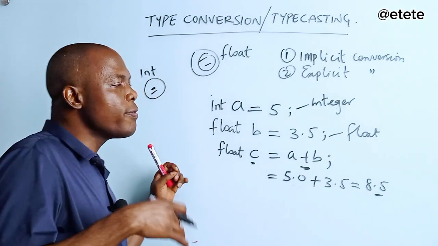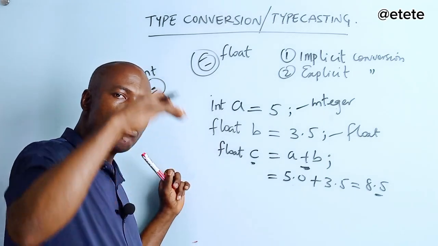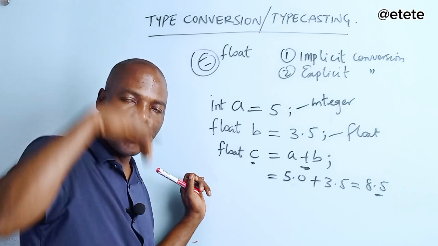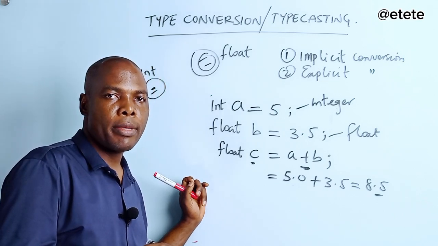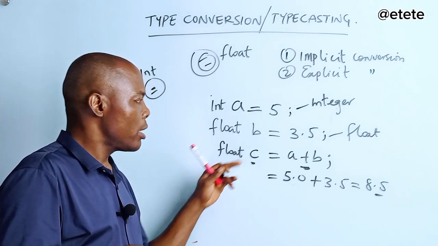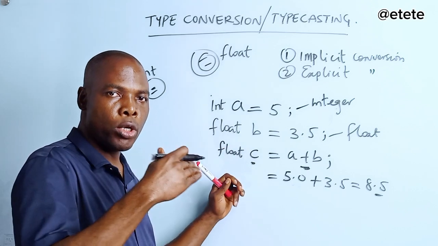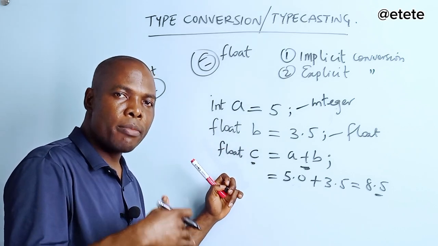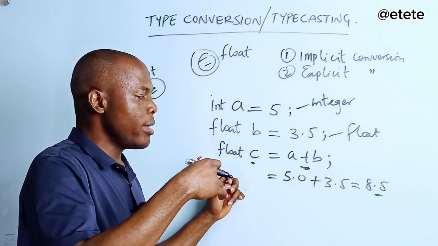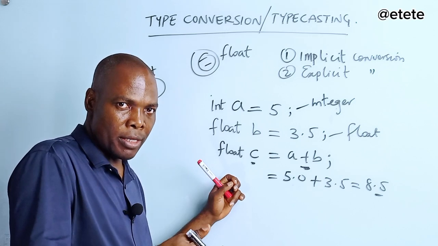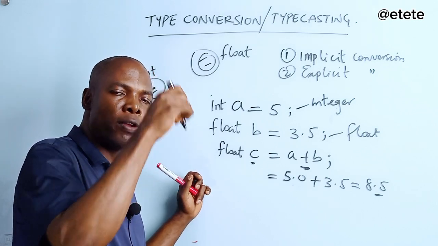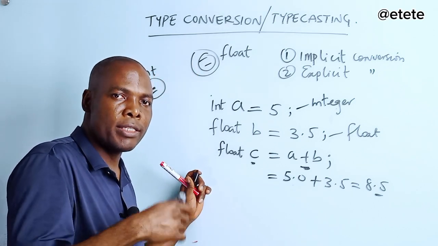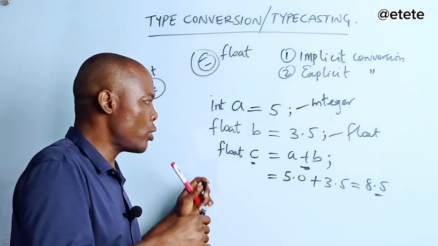But what if you want to move from a higher RAM to a lower RAM? That is demotion. This first one was promotion. You are promoting from a lower RAM to a higher RAM, and the compiler will do that implicitly. But what if you want to move from a higher RAM to a lower RAM? That is demotion. How are you going to do it?